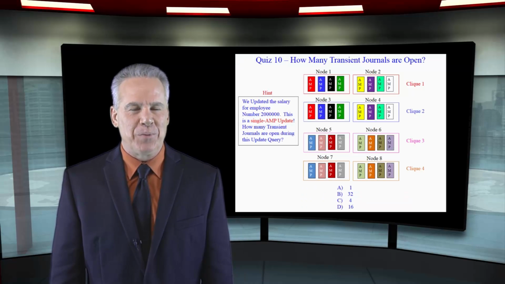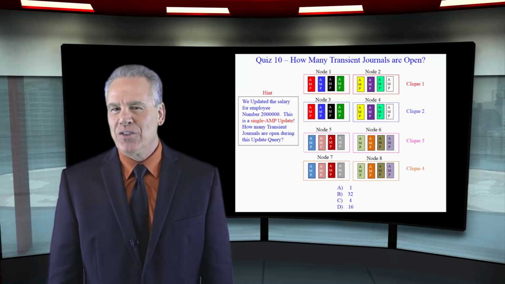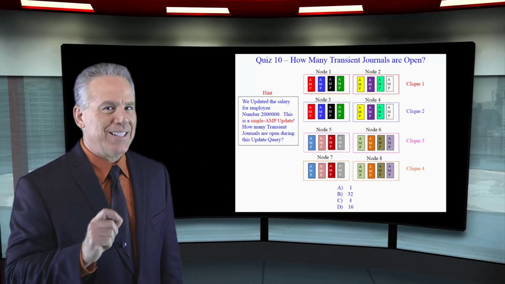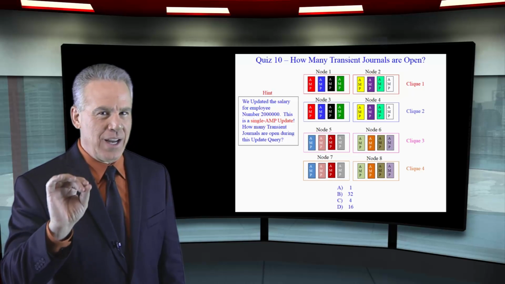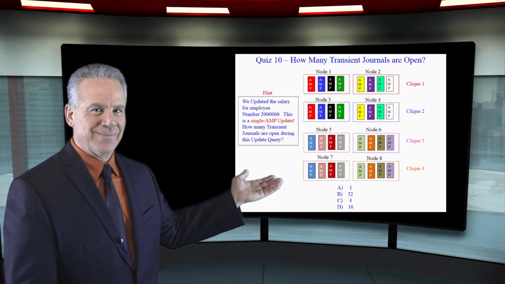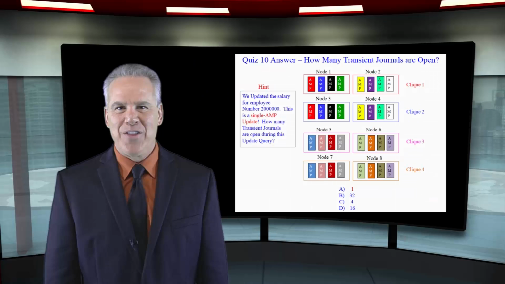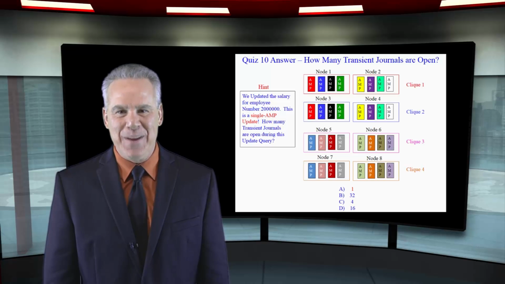We just updated the employee table. The employee table's primary index is employee number. So we said, let's update this record where the employee number is equal to 2 million. It's a single amp update. How many transient journals are open? There's only one transient journal open. It's the amp that held the row that made the change.